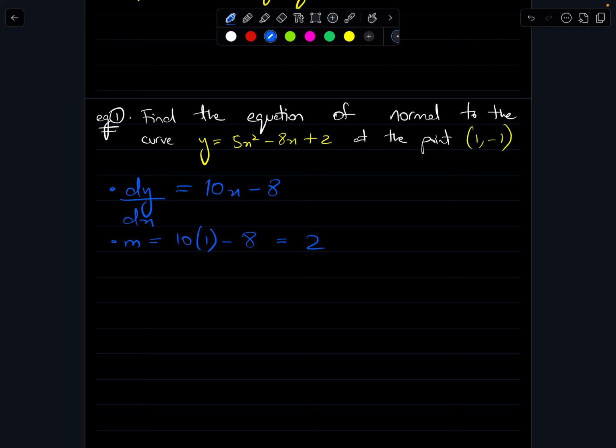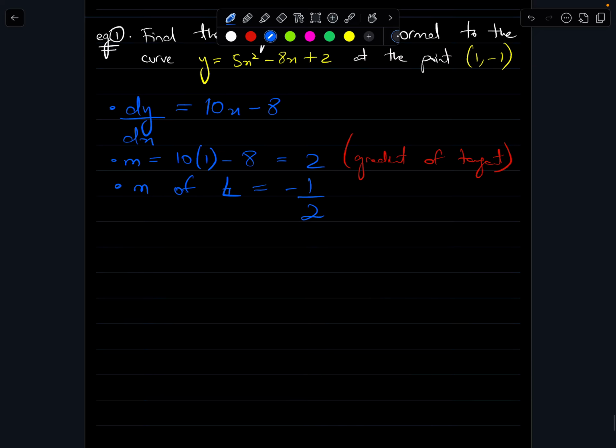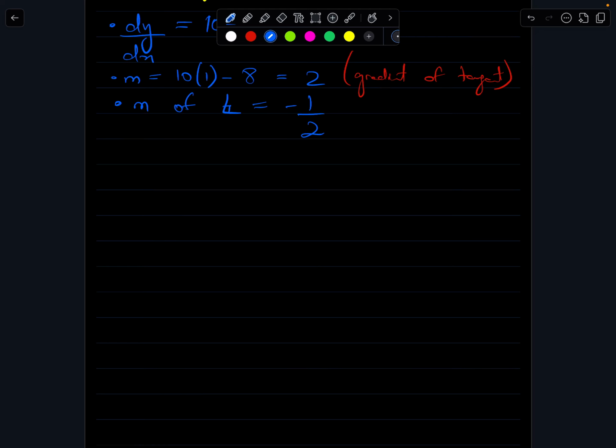This is the gradient of tangent, mind you. Thus, the gradient, I write this as gradient of perpendicular is the negative reciprocal of the gradient of tangent, which is -half. I have a point and I have a gradient, and thus I can find the equation.